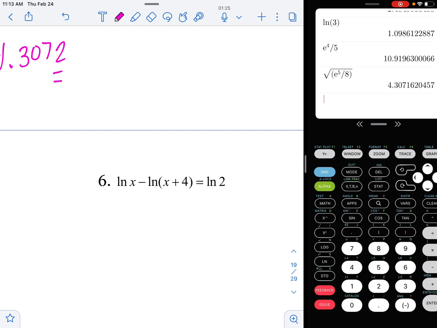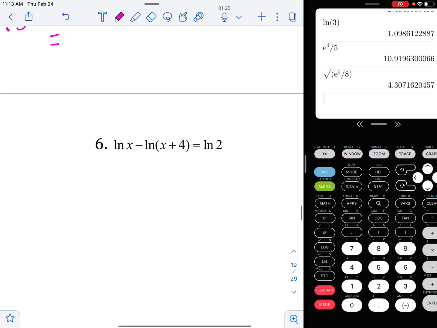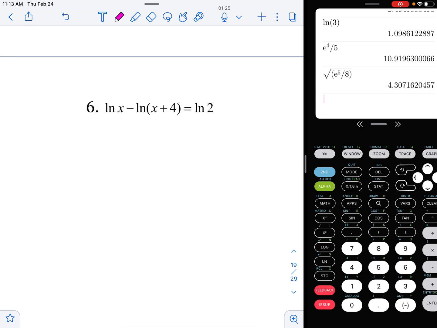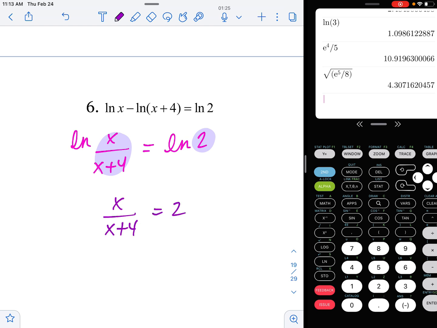So here we have a subtraction problem, so subtraction is going to combine with division. So we'll say ln of x divided by x plus 4 equals ln of 2. And then, hey, check this out. We have an ln on both sides. When that happens, we can just say x over x plus 4 equals 2. Those are my favorite kind of problems. We don't have to do any of the extra hard work.